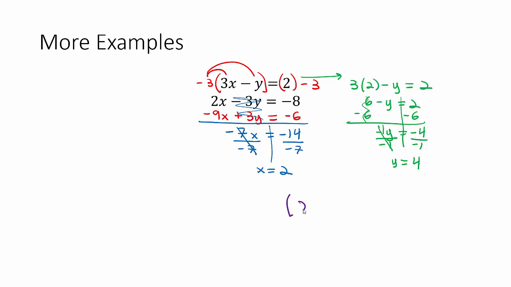So x comma y, the solution here is 2 comma 4. By getting opposites in front of the y by multiplying that first equation by negative 3, we were able to eliminate the y's and just find the x and then go back and get the y at the end.